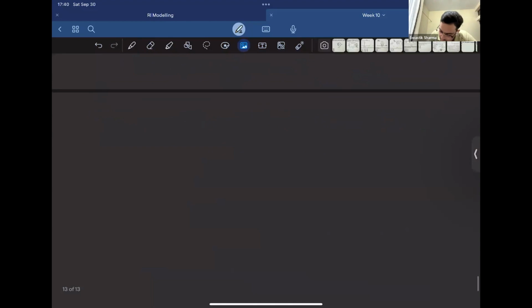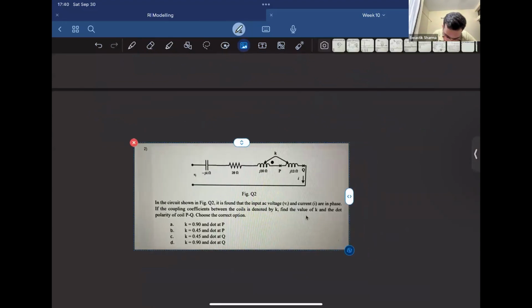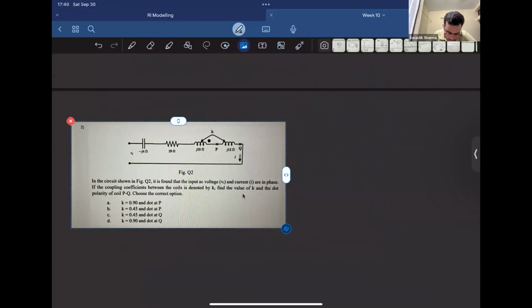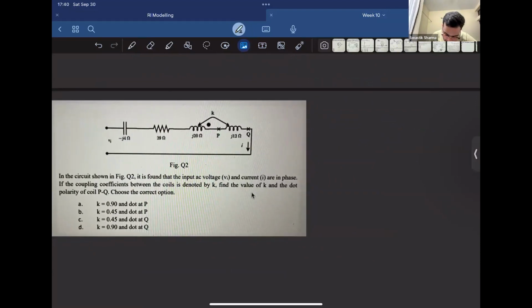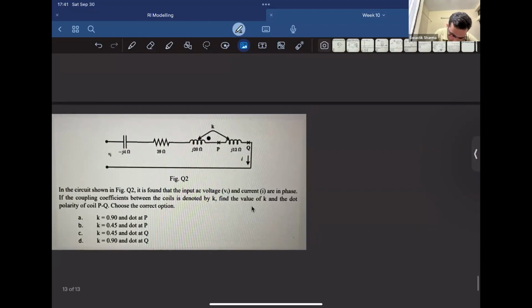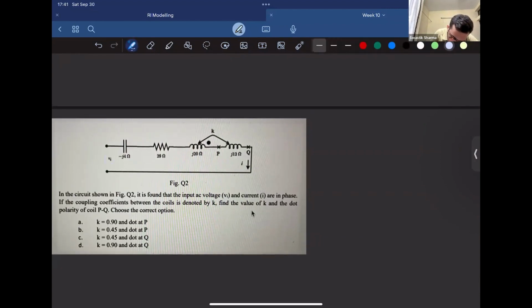Let's move on to the next question. This is a good question. So what's given here is that in this circuit we have an AC voltage, and the current from this voltage is in phase with it. That means there is no imaginary part for that impedance. And it's saying if the coupling coefficient between the coils is denoted by K, find the value of K and the dot polarity of PQ.